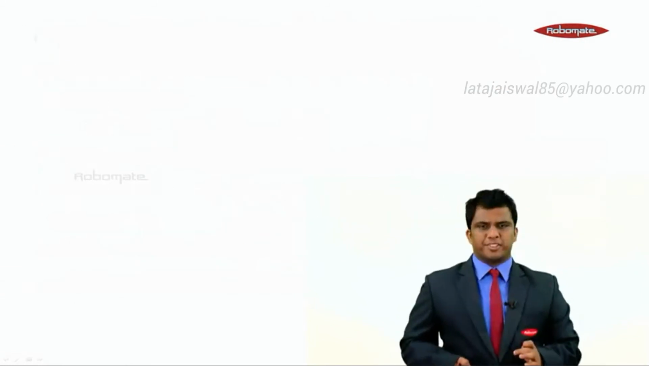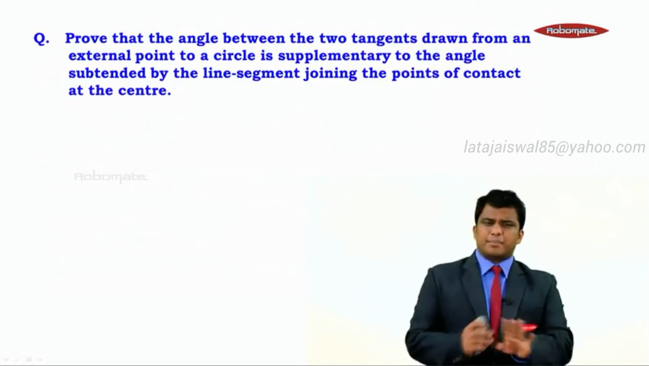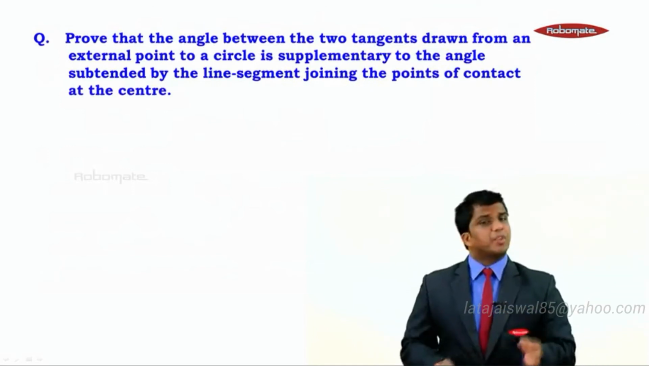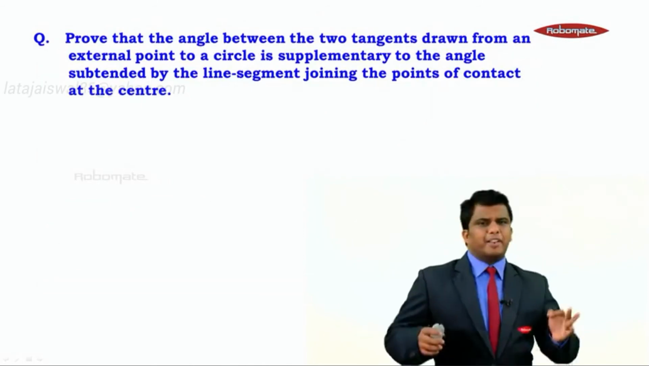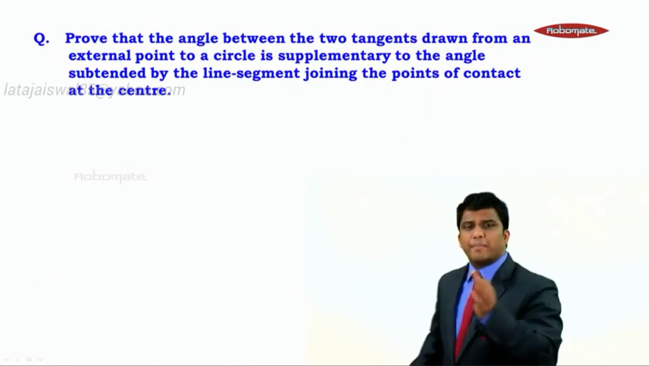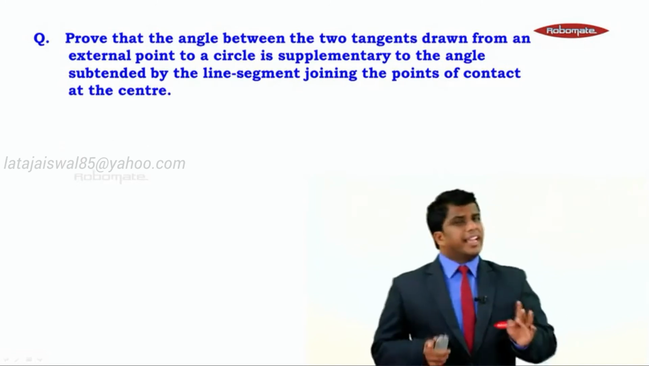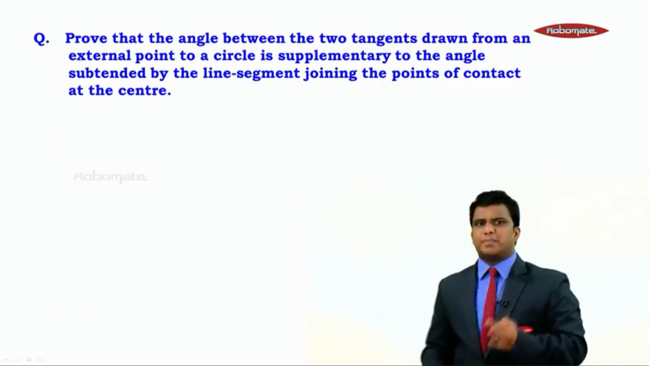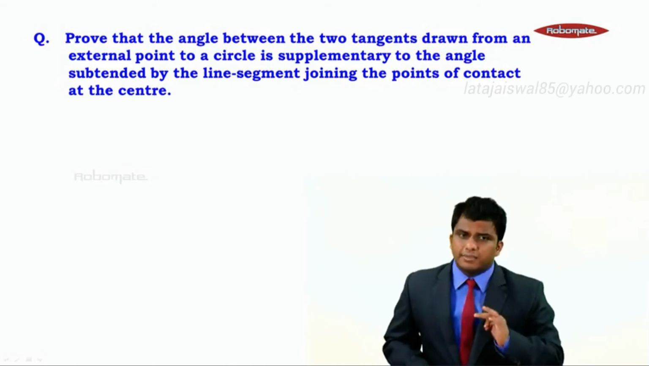Let's take one more beautiful sum. Here, the sum is not supported with a figure. So reading the question properly is very essential. Prove that the angle between the two tangents drawn from an external point to a circle is supplementary to the angle subtended by the line segment joining the points of contact at the center.